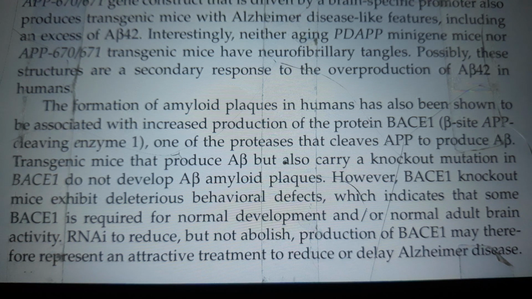Interestingly, neither aging PD-APP minigene mice nor APP 670/71 transgenic mice have neurofibrillary tangles. Possibly these structures are a secondary response to the overproduction of A-beta 42 in humans.